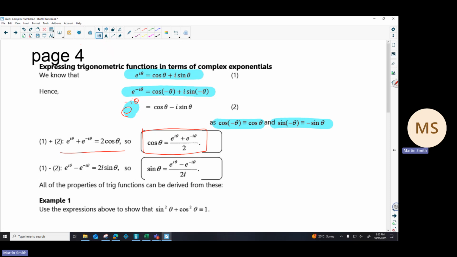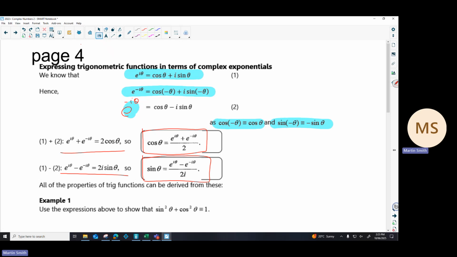If you subtract these two equations, the cos thetas will cancel out. You get e to the i theta take away e to the minus i theta on the left. Cos take away cos is nothing. i sine take away minus i sine is 2i sine theta. So consequently, sine theta is e to the i theta take away e to the minus i theta over 2i.